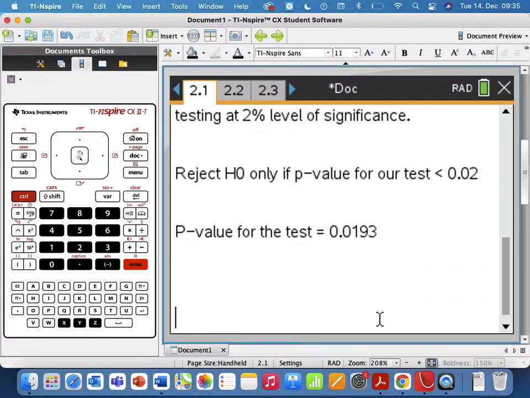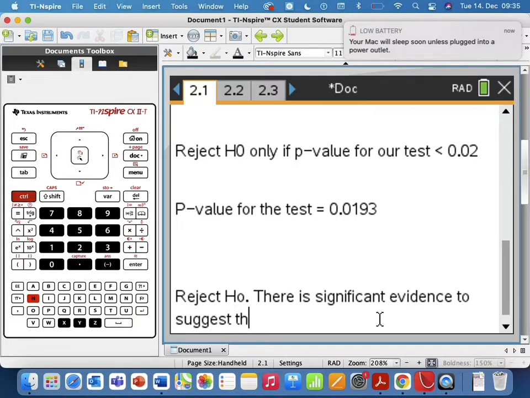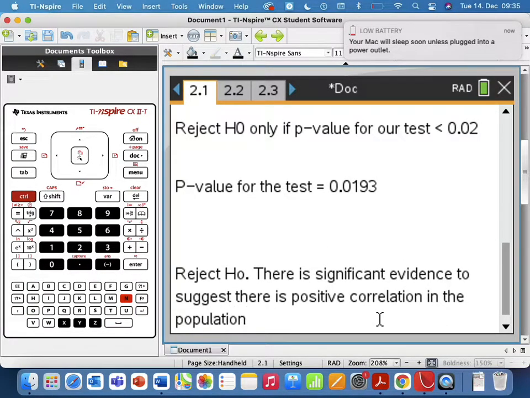So indeed we reject the null. There is significant evidence to suggest there is positive correlation in the population. Boom, there we go, the final hypothesis test.